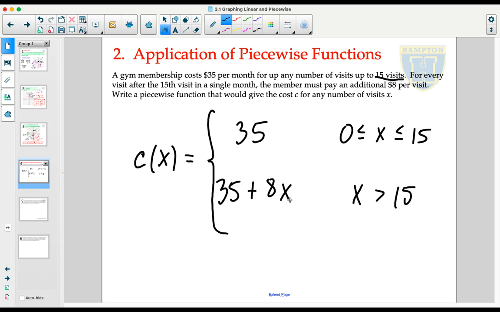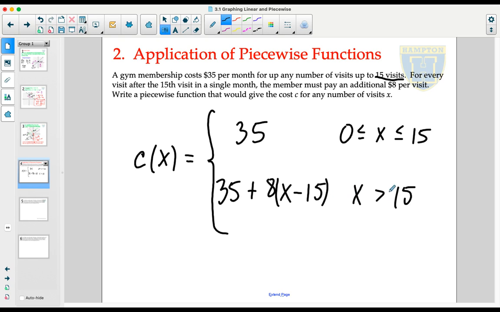But unfortunately, if you imagine this, say I used a 16th visit. I'm not paying $8 for all 16 of those visits. I am only paying $8 for the one visit past the 15th visit. That's going to change how we write our inequality. We want this 8 to only apply to those visits that are beyond the 15th visit. The way we do that is by lowering the number that we multiply by.